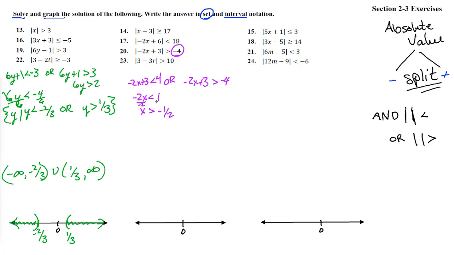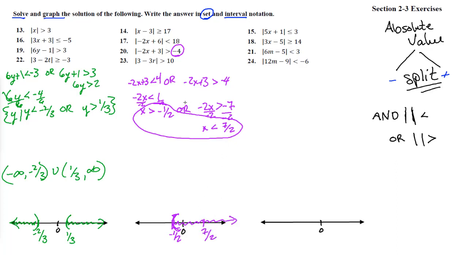When you divide by a negative number, you switch the sign. Or subtract 3 and we get negative 2x greater than negative 7. Divide by negative 2 and we get, switch the sign, x less than 7 halves. Notice this right here. If we were to graph this, here's negative 1/2, and we're greater than, sorry, that's a curved parentheses there, or x is less than 7 halves.